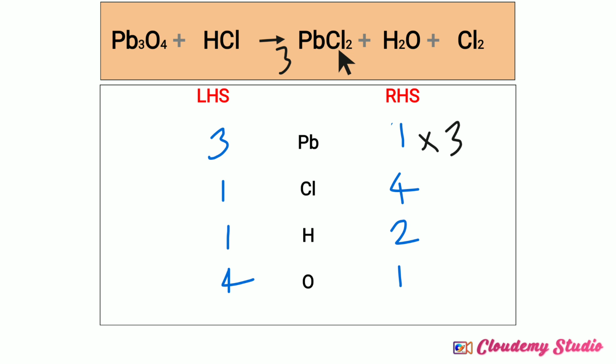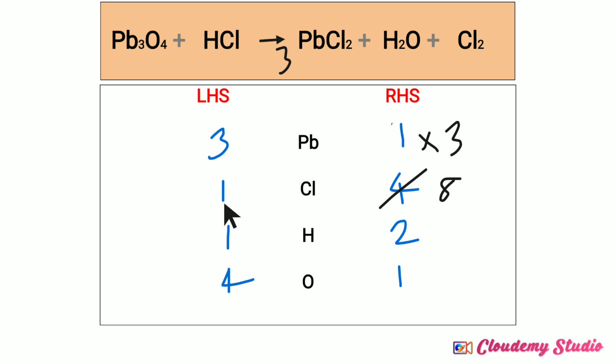When we multiply this lead chloride by 3, the chlorine changes. 3 times 2 is 6 chlorine here. Already another 2 chlorine are there. So total 6 plus 2, 8 chlorine atoms on the right hand side. But on the left hand side, how many chlorine atoms? Only 1 time.